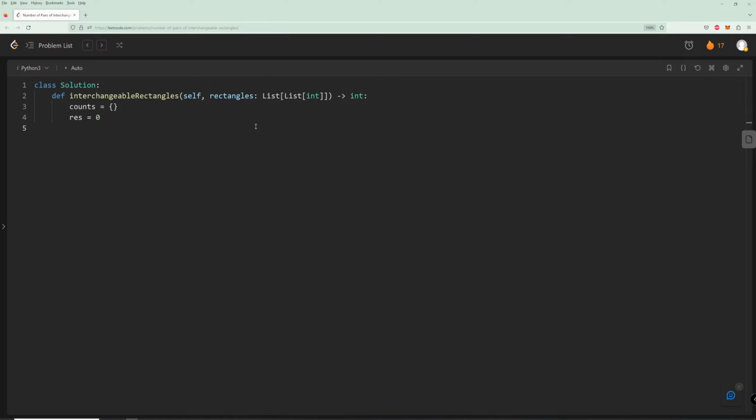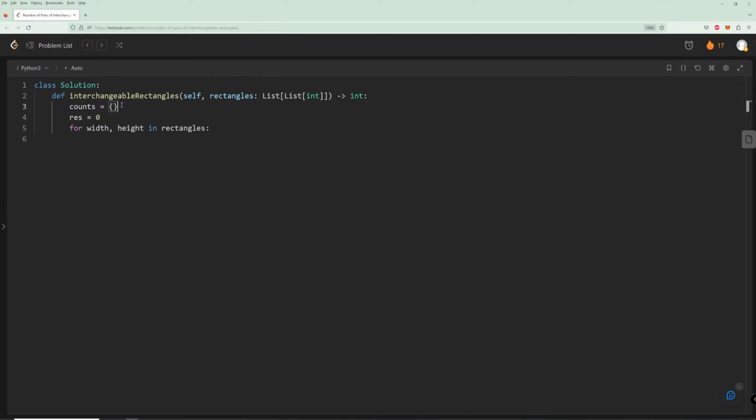And then we could say for, I think this is width and then height in rectangles. Hopefully I'm right there. So width, height. I guess it doesn't really matter because it's a ratio. So even if it was height, width, the ratio would work out the same way. It wouldn't really matter.